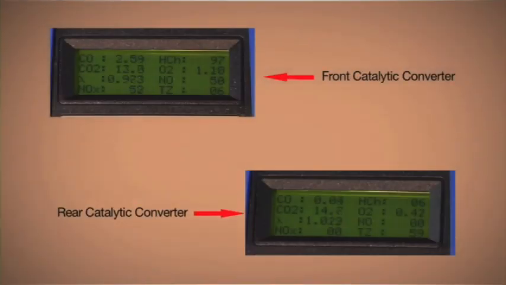Now that we have both our front and rear readings on our catalytic converter, we can compare those two, and we're looking for a 70 to 90% drop from front to rear. Comparing these readings, we can see that we have a good drop from front to rear. This catalytic converter appears to be working very well. This car, having dual exhaust, from this point, we'll have to test the other side to make sure that the other catalytic converter isn't the cause of the problem.